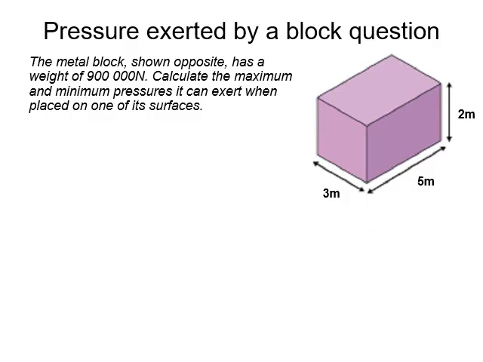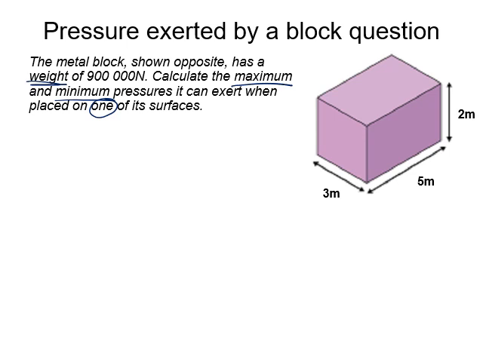So here is a question about the pressure exerted by a block. Okay, so it's kind of combining the ideas possibly of density. The metal block shown opposite has a weight of 900,000 newtons. Okay, that's the force, because weight is a force. Calculate the maximum and minimum pressures it can exert when placed on one of its surfaces. Okay, so looking at the minimum possibility and the maximum possibility. So pause the video now, write what you think the answer is, and then play the video to see if you're on the right track.